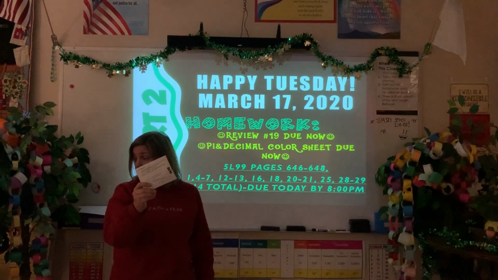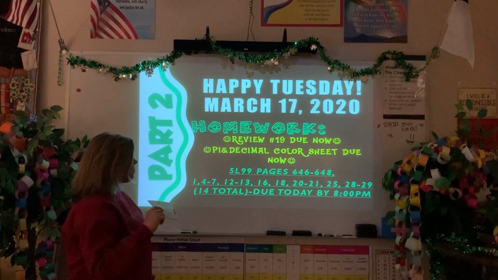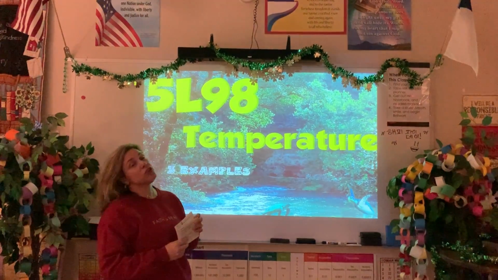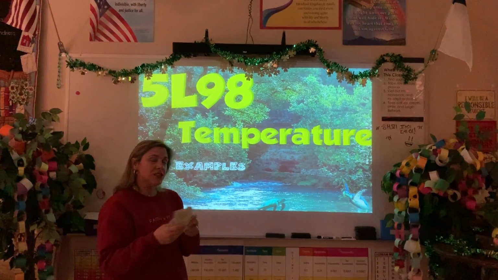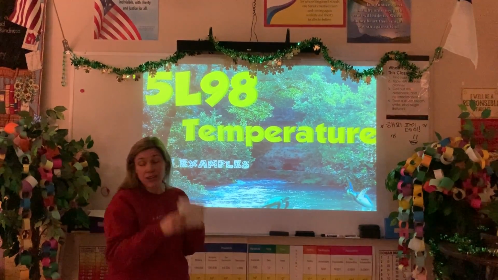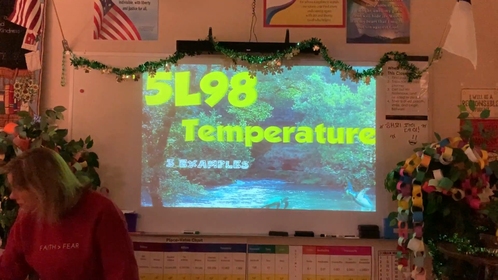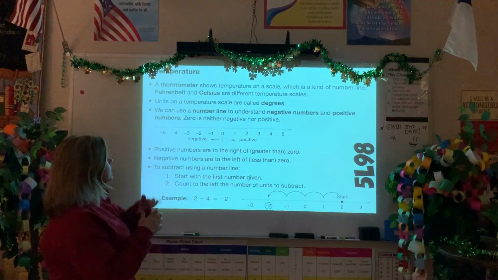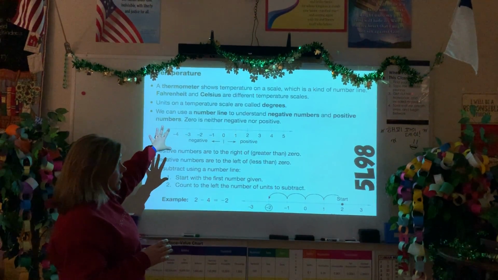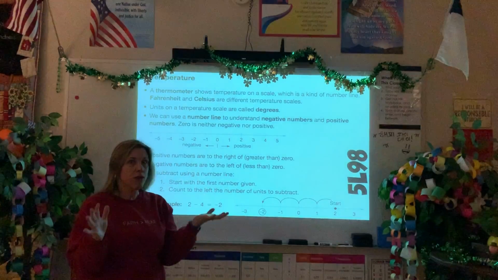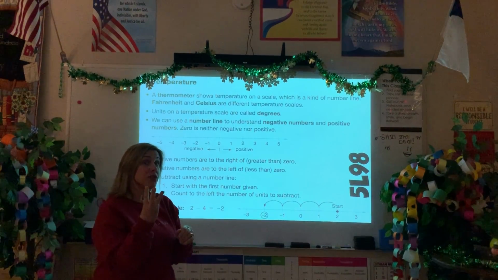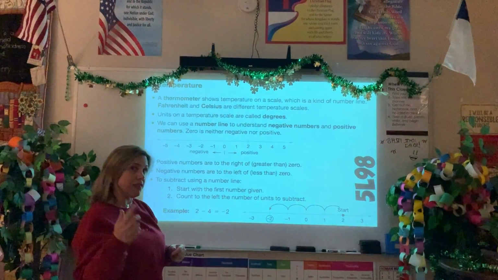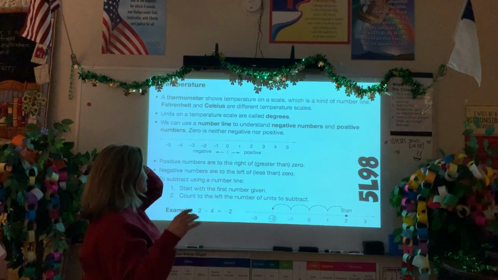And then this video, part 2, is going to be 5L98, which is temperature, and we've got 3 examples here. But before we get to the temperature part, I have notes for you that I'll give you to stick in your math notebooks later. This is what those notes will look like. So let's take a look at this real quick. It says a thermometer shows temperature on a scale, which is a kind of number line. We've already dealt with number lines. You already know that there are 3 important things about number lines, and this number line right here has all 3 of them. Let's be thinking about what those 3 things are that I've told you before.